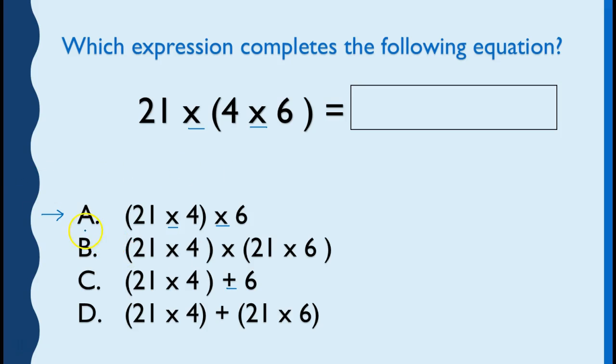Okay, so I know I'm not going to pick B, and I know I'm not going to pick C. And then D says 21 times 4 plus 21 times 6. That is not what it is either. They just added in a plus symbol. No, that's not the associative property. So the associative property means that it's going to be equal if the only thing you change is where the parentheses go.